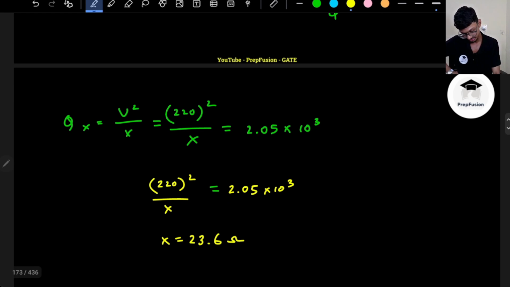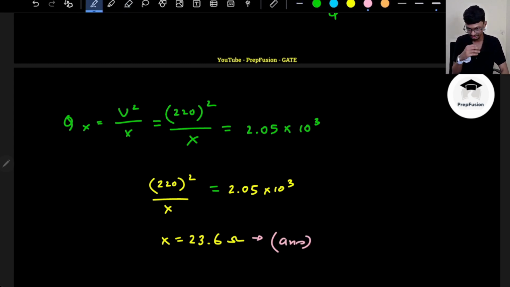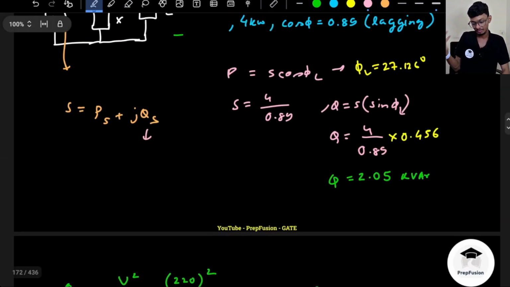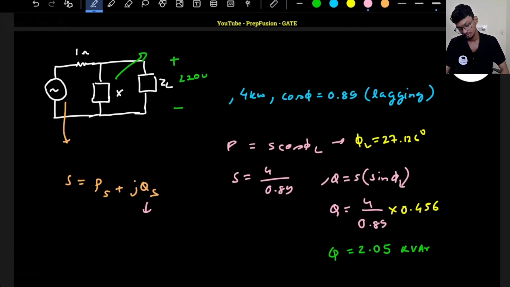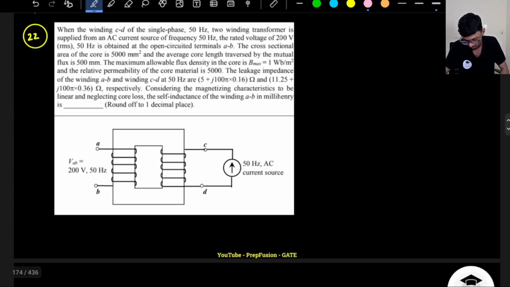Basically they have asked this. Actually it is a capacitive reactance, so there will be a negative sign, but this will be the answer. Basically they should have asked the magnitude of the reactance. So this will be the answer for this particular question. Very good question. This can actually be solved in power system as well, where we learn about power factor improvement. So let's now move on to the next question.